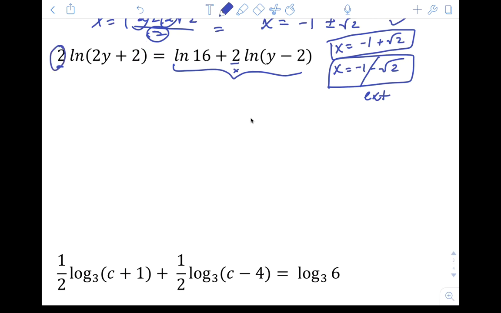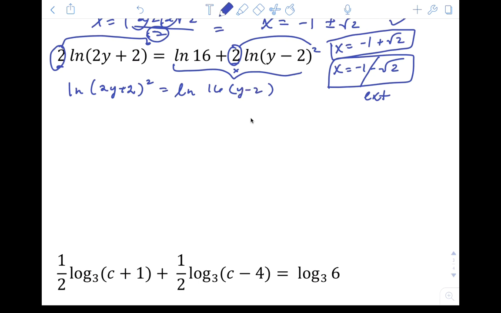So this 2 is going to go up right here. So I have the natural log of 2y plus 2 squared equals, this 2 has to also go up, and then we will also condense them. So it looks to me like I have 16 times y minus 2 squared. Now, you can drop the natural logs right now, or you can wait until you FOIL everything out. It's not going to matter.